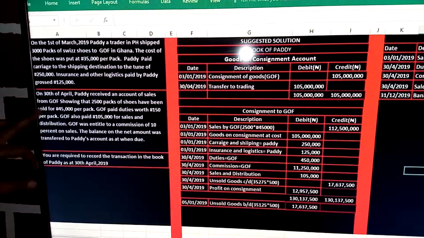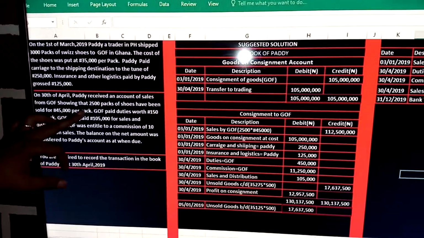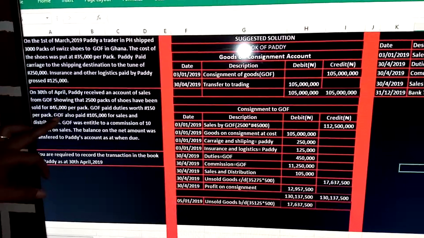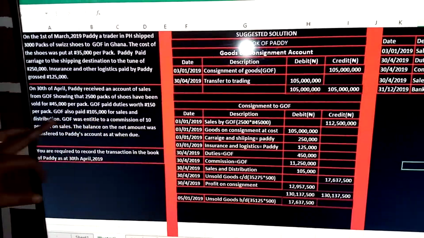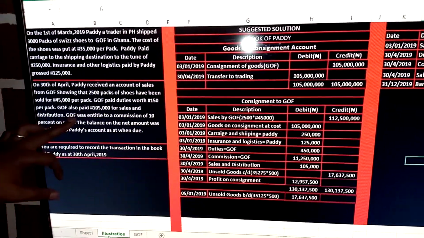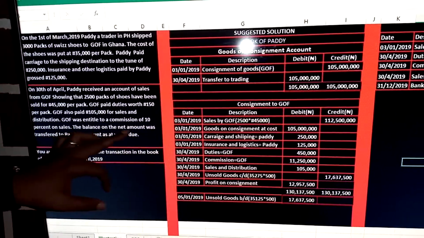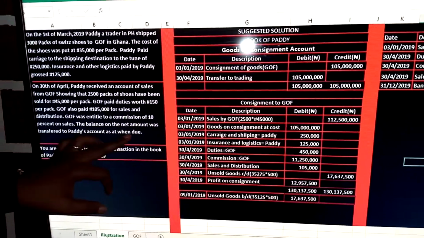On the 3rd of April, Paddy received an account of sales from GOF showing that 2,500 packs of shoes have been sold for 45,000 naira per pack. GOF paid duties worth 150,000 per pack. GOF also paid 105 for sales and distribution. GOF was entitled to a commission of 10% on sales. The balance on the net amount was transferred to Paddy's account as at when due.